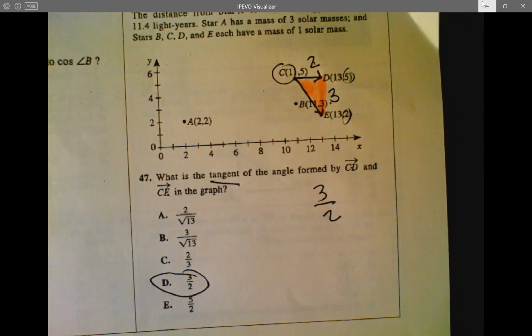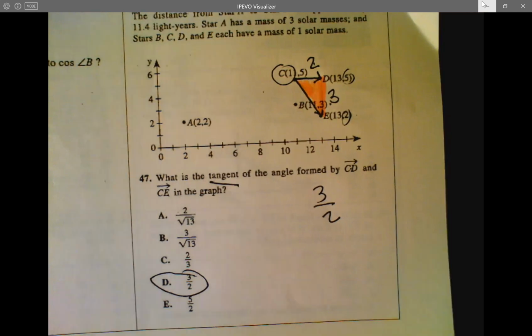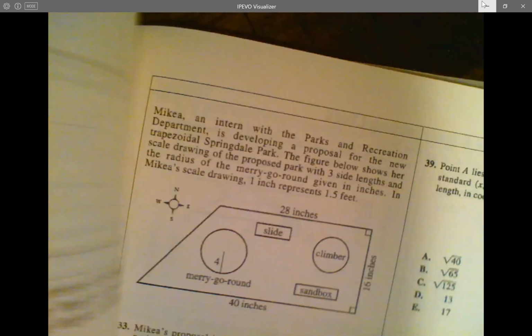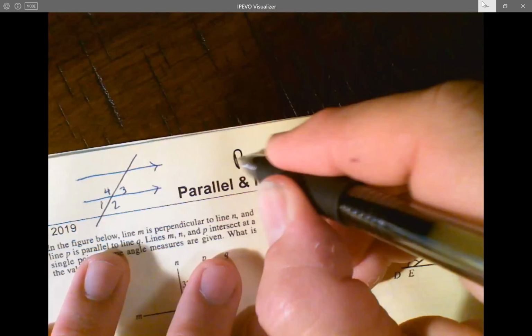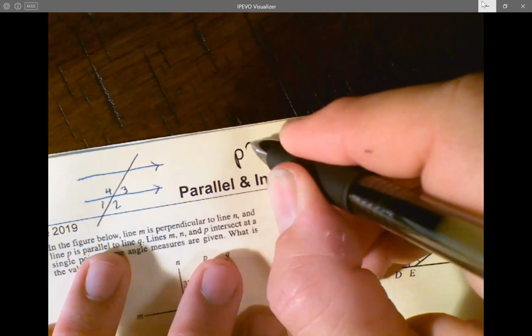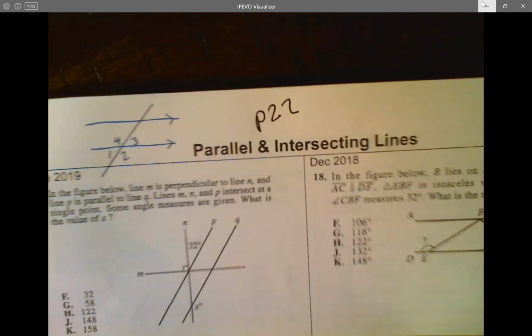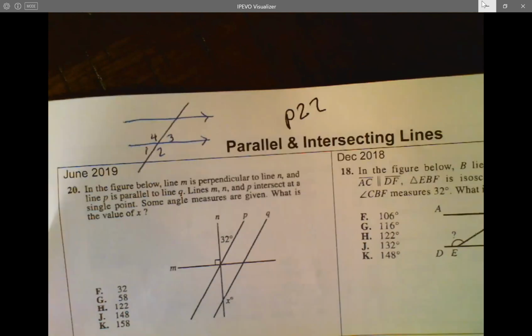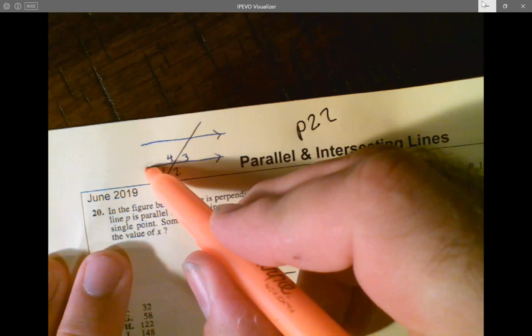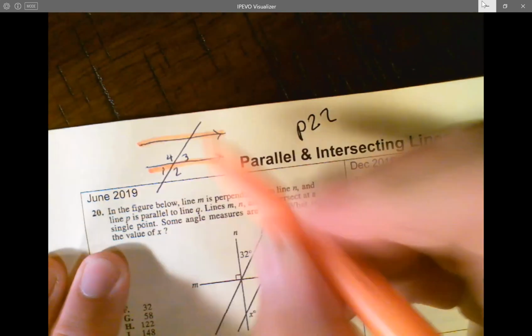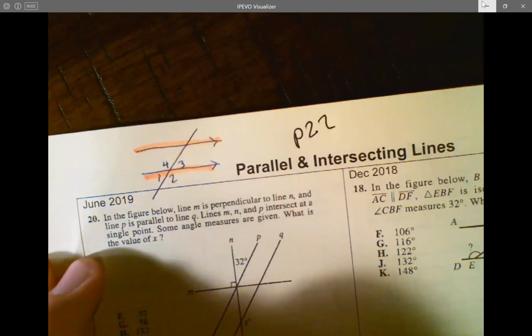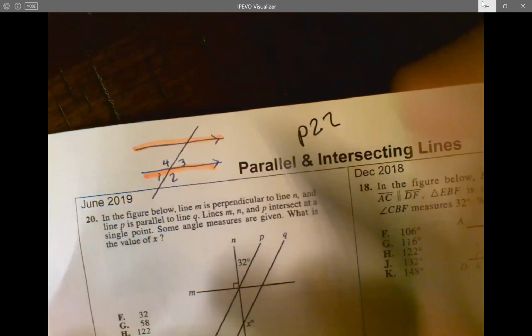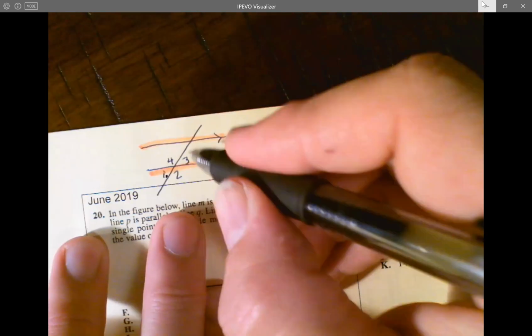All right, I'd like to do some geometry stuff because that's the one thing people are kind of worried about a bit. And it's a couple more pages back. It's on page 22, right? So I'm going to write at the top here, page 22. And it's parallel and intersecting lines. And so my question to you is, if I were to draw 2 parallel lines right here, and a transversal cuts across, would you agree angle 1 would be the same measurement as this angle 1?